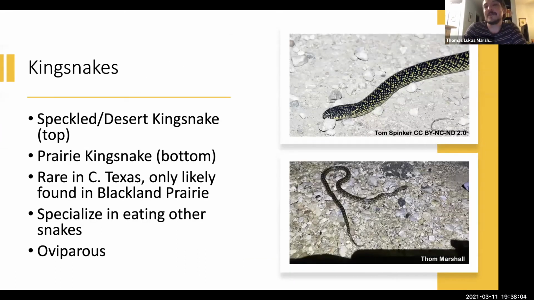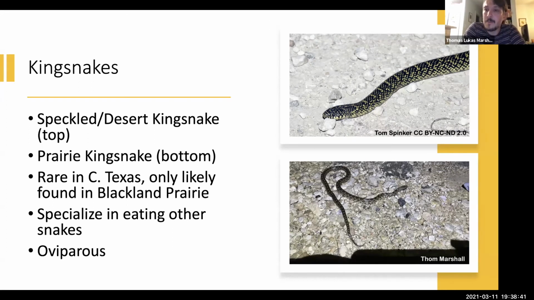So next I'm going to talk about some snakes in this group that are less abundant or at least less widely distributed across central Texas. So the king snakes are more common in other parts of Texas and the country, but here in central Texas, these snakes are really rare. The only part of the area that they're likely to be found in is the Blackland Prairie. And they're also very secretive snakes. They're largely nocturnal and they're hard to come across. So if you do see one of these snakes out, you're really fortunate to see one.